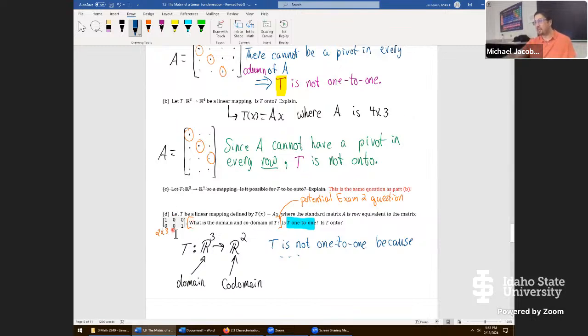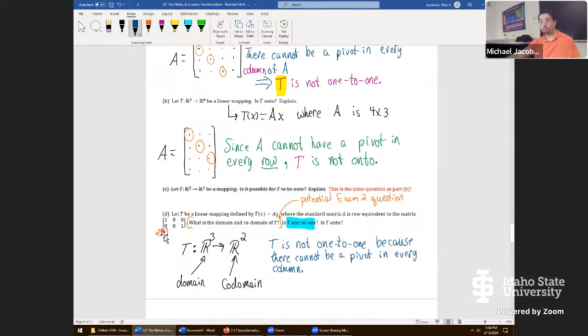Exactly. We're missing a pivot in column 2. And even if we had it non-reduced, I mean, it's 2 by 3. Like what you said, there just cannot be one. So no matter what we do with those entries, by the nature of the size of this matrix, T is not one-to-one because there cannot be a pivot in every column.